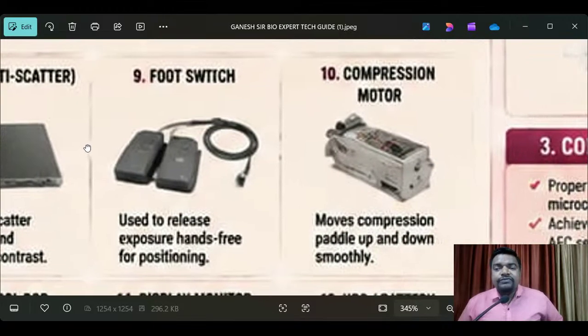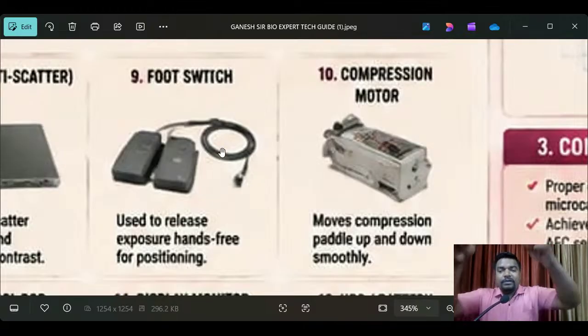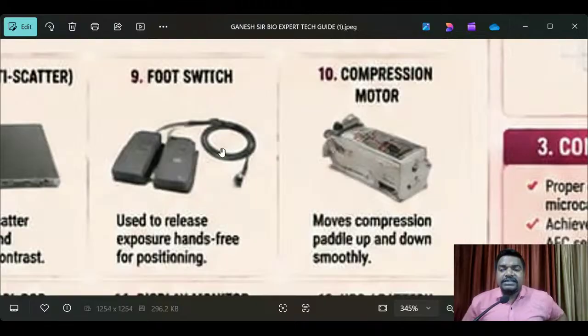And now come here, see foot switch. I'm showing the picture and the purpose of this spare part. Listen carefully right now. The foot switch is used to release exposure hands-free for positioning. Very important for the operator, because we can do multiple tasks while doing the services. In mammography, by using the foot switch we can operate the remaining works also. That is the reason.